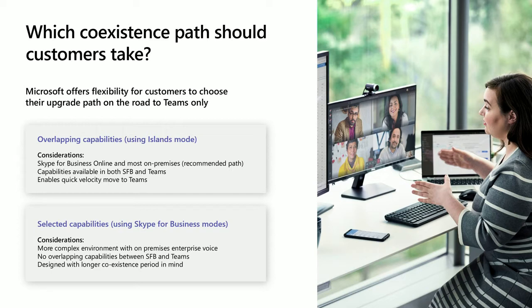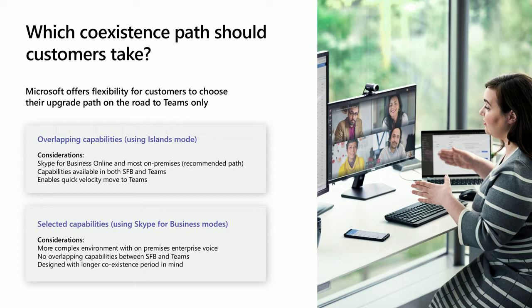But it kind of boils down to, great, I'm on Skype today, on-prem, online, whatever. How do I get to Teams? And really, it's quite straightforward. There's only two choices for how you get to Teams. Choice one is you follow the first path that we call overlapping capabilities. Many of you know that already. It's called islands mode, right?